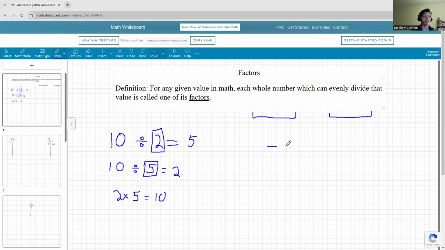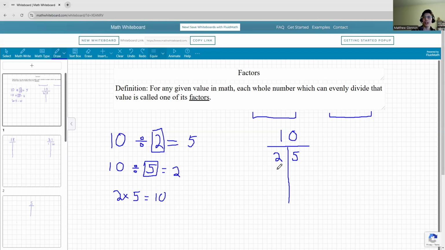We use something that looks kind of like a T tree, kind of like a true or false list, but it's not. We set this T and we put the number that we're factoring up on top. And what we do is we write out the pairs of numbers which multiply together to give you your result. So in this case, we know that 2 multiplied by 5 is equal to 10. So we would write out the factors sort of like this.